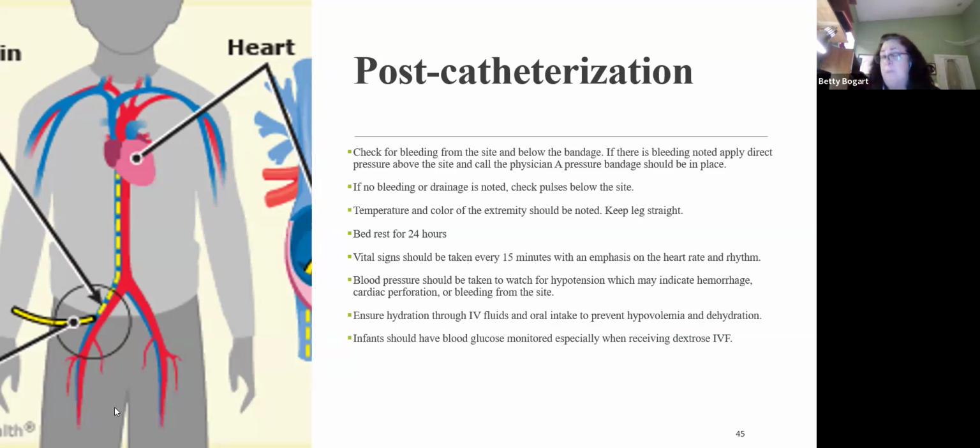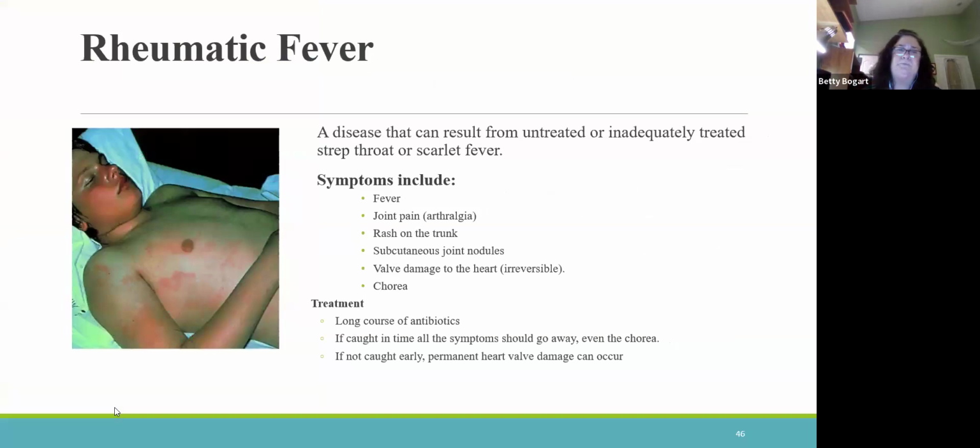Now, probably it's going to be slightly decreased because they put big tubes in there and a little bit of inflammation has occurred there. Big thing post cardiac cath: keep the legs straight and bed rest 24 hours. You're going to do vital signs. You're going to be giving hydration orally or through the IV. And one of the things that we monitor, especially with infants, is their blood glucose. Especially when they first come back from the cardiac cath, did they get any IV fluid with sugar? And infants need sugar more frequently than older children.